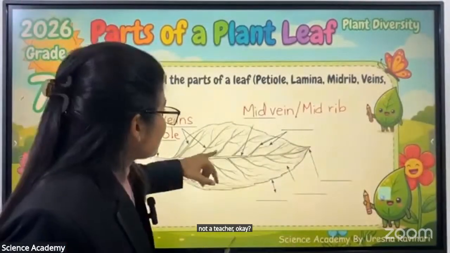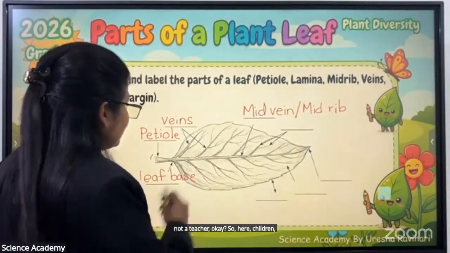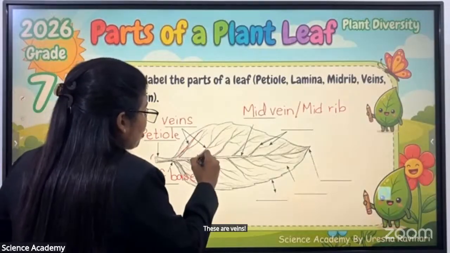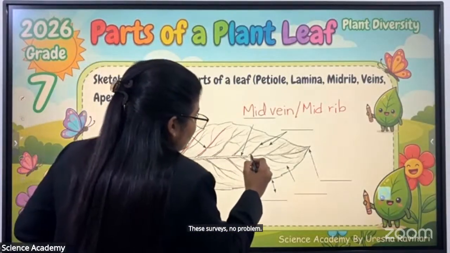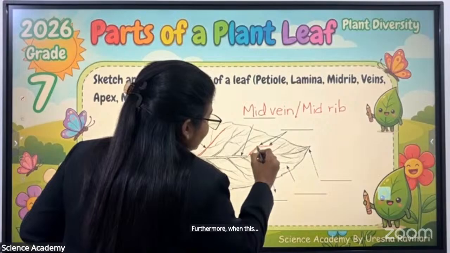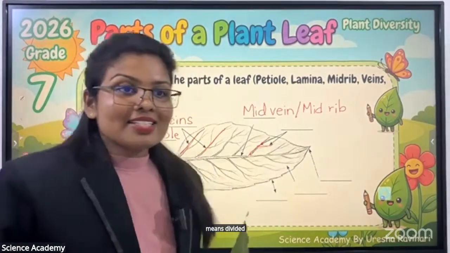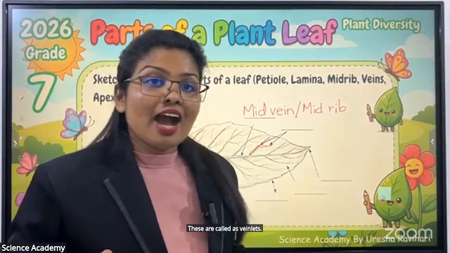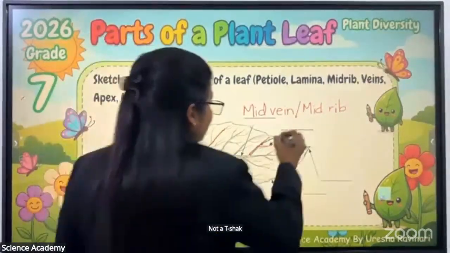So here, children, these are veins, no problem. Furthermore, when these veins divide, these are called veinlets. Narati Shaka, veinlets.